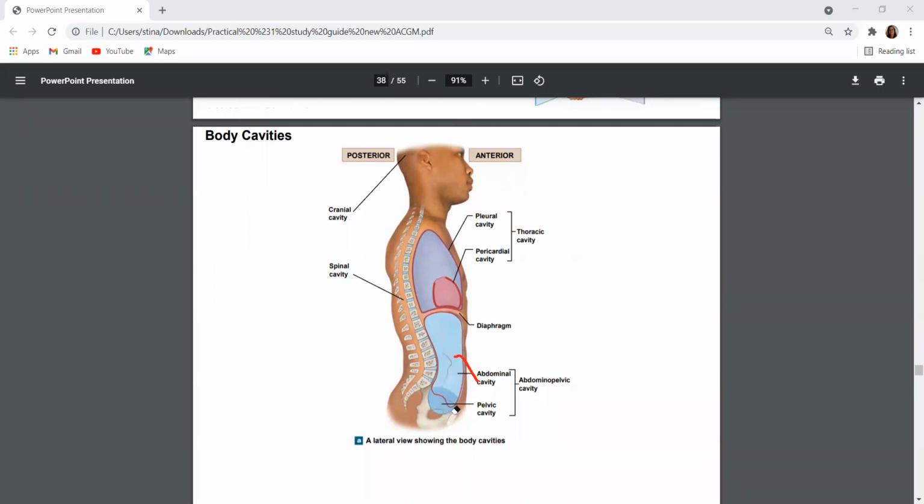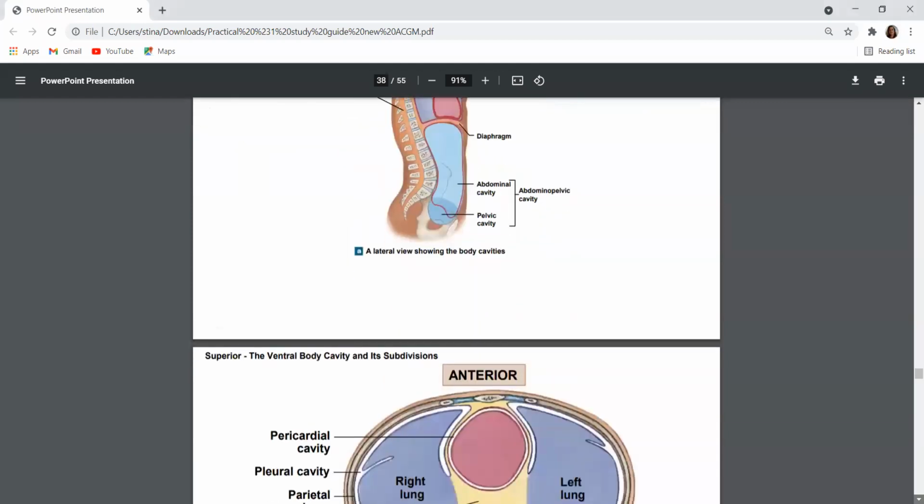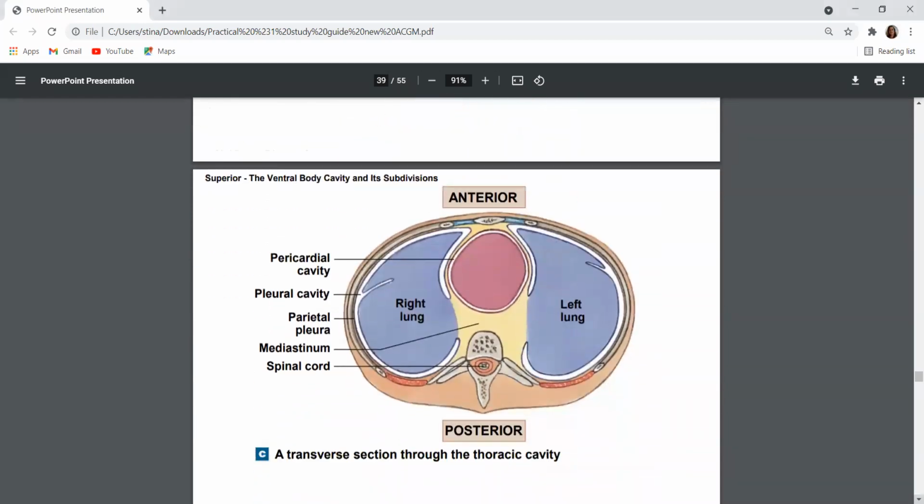So make sure you go through and you memorize these cavities. Okay, now if we cut the top of the body off from the bottom of the body and we're looking down into the thoracic, which is your chest cavity, this is what we're seeing.